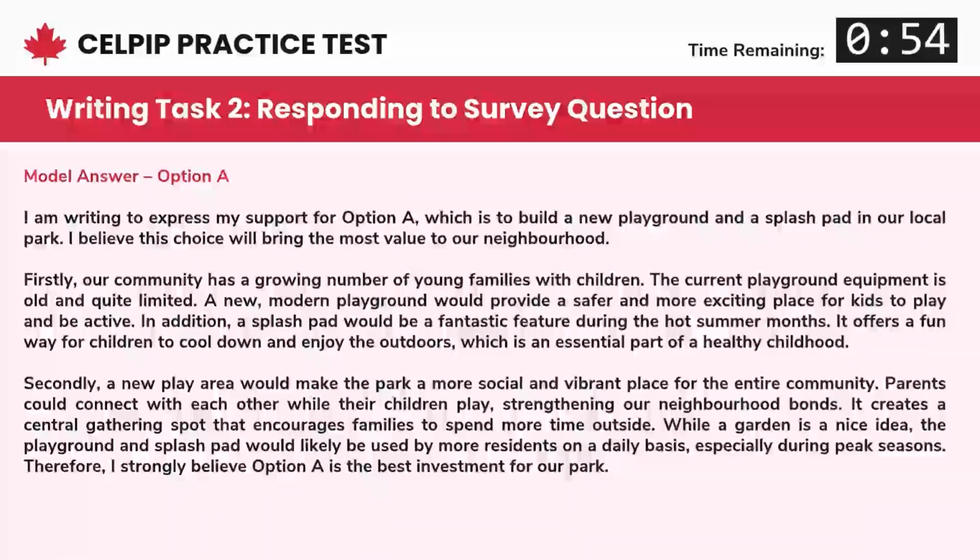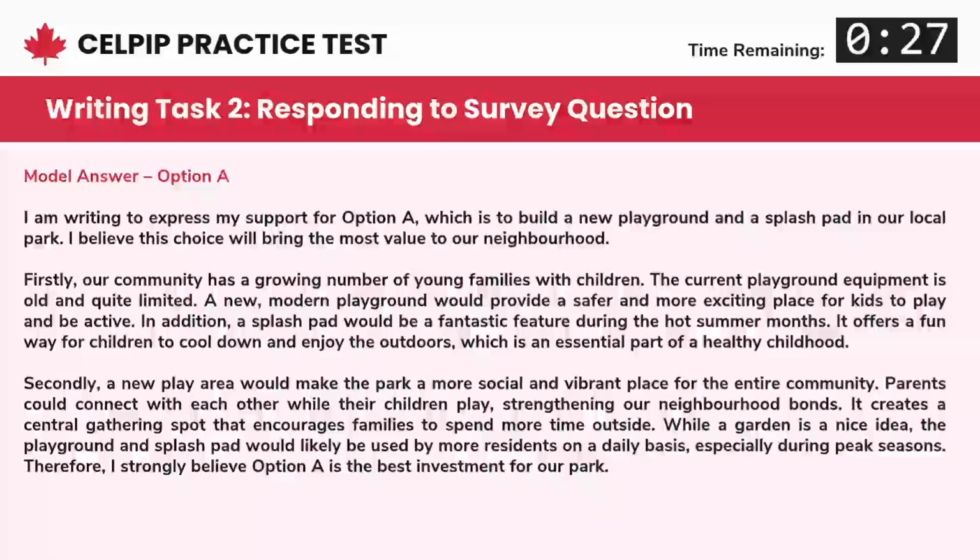The organization is excellent for a CELPIP response. It has a clear introduction stating the choice, two body paragraphs that each explain a different reason, and a short conclusion. This structure makes the argument easy to follow. The tone is polite and persuasive, which is perfect for a survey for the city. Notice the simple connecting words like firstly, in addition, and therefore. These words guide the reader through the argument.